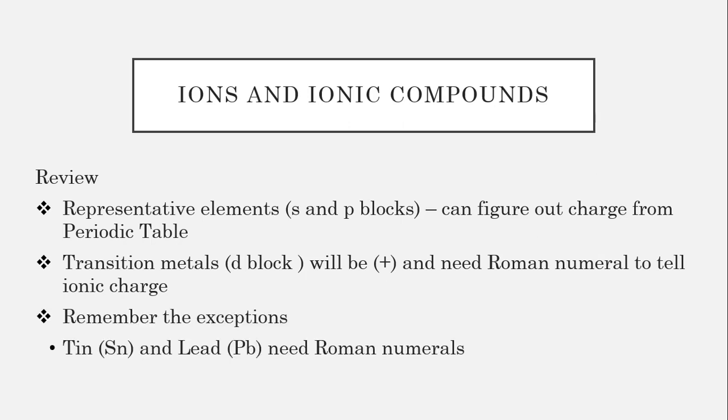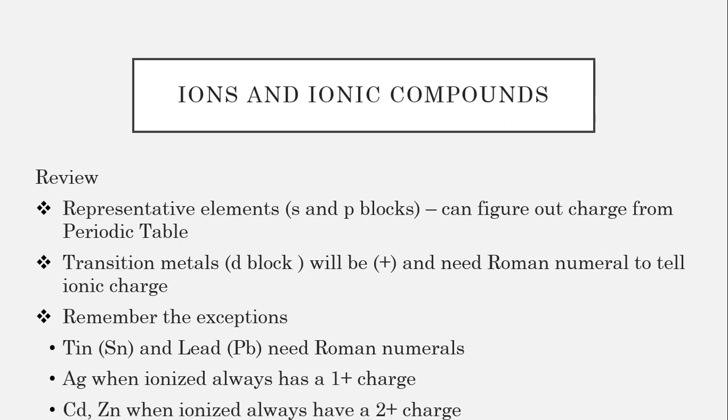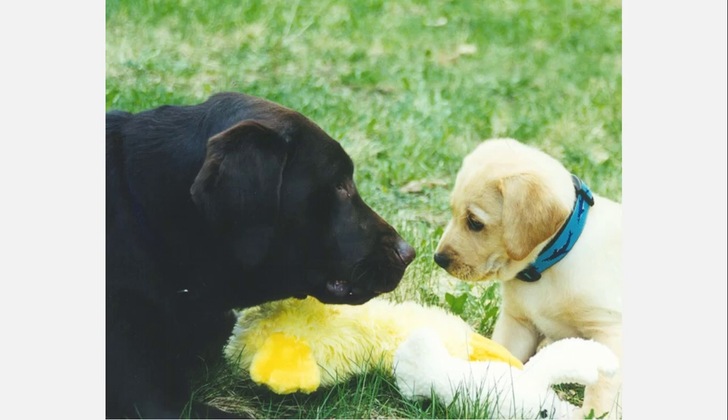Tin and lead need Roman numerals, and actually the Roman numerals will either be II or IV. Silver, when ionized, is always 1+. Cadmium and zinc, when ionized, are always 2+. That completes the talk on monoatomic ions. The next video, which should be shorter, will be on polyatomic ions.